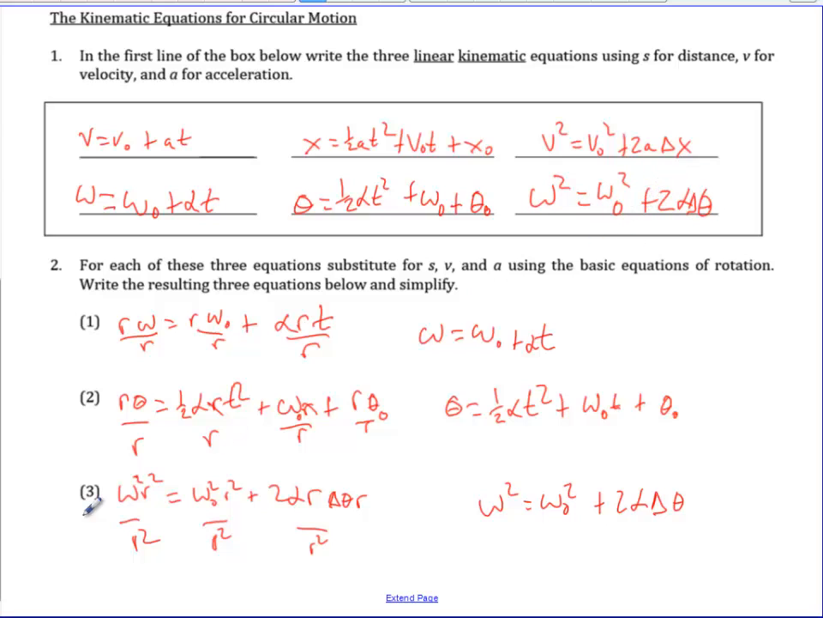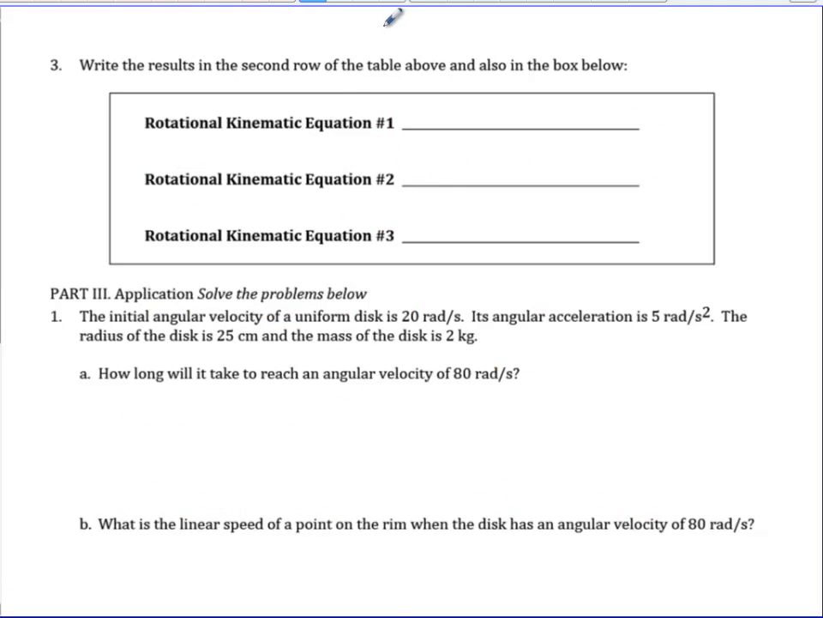So not a huge deal on that. Now there are a couple practice problems on here. I'm going to rewrite those equations. So omega equals omega naught plus alpha t.